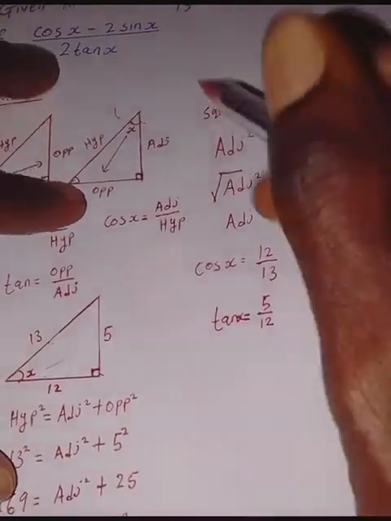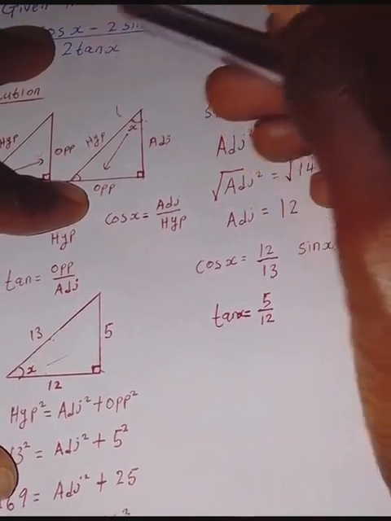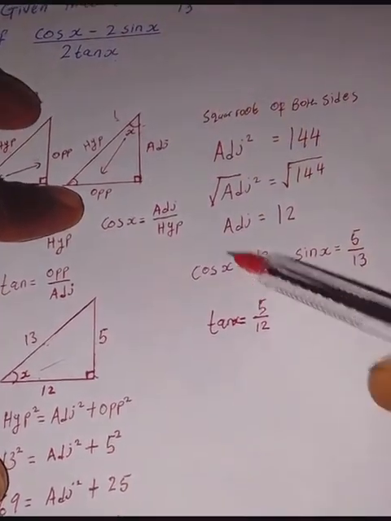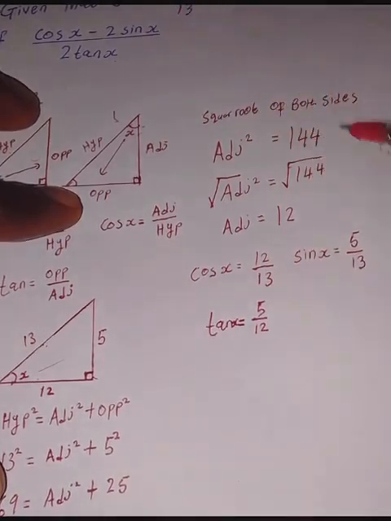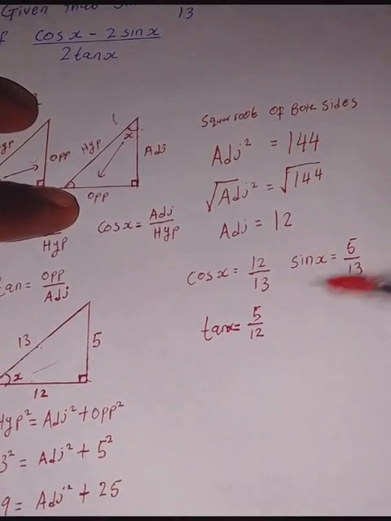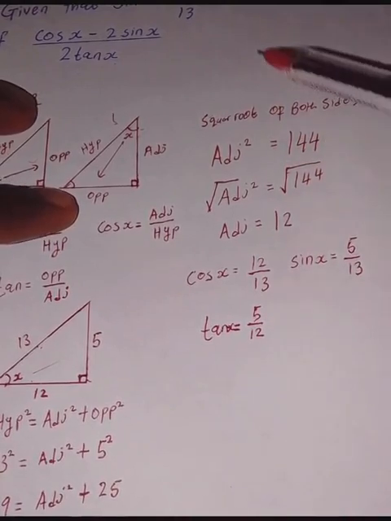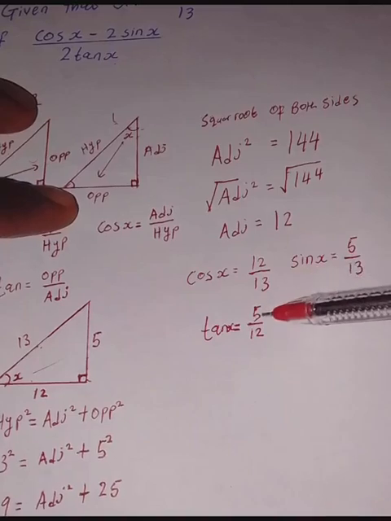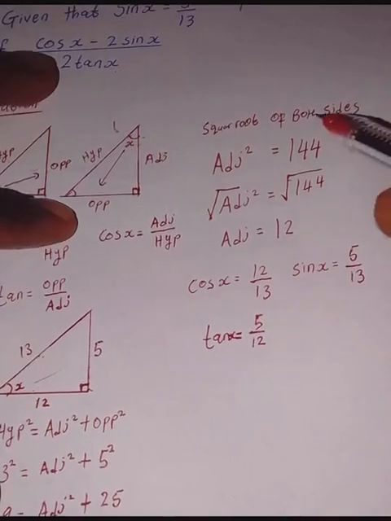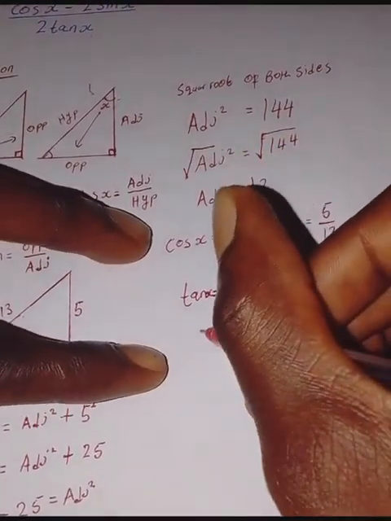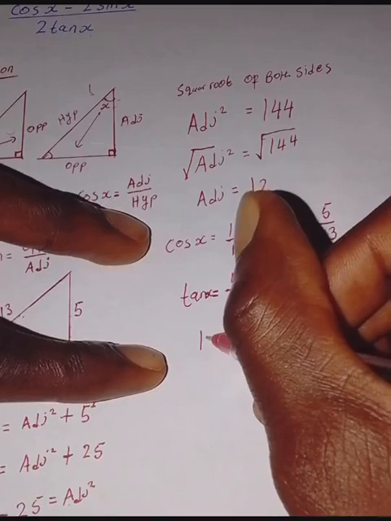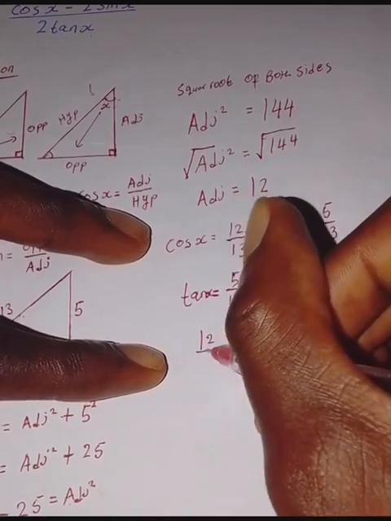So now we substitute here. Where we have cos x, we replace it with 12 over 13. Where we have sin x, we replace it with 5 over 13. And when we have tan x, we represent it as 5 over 12. So from here now, cos x becomes 12 over 13.